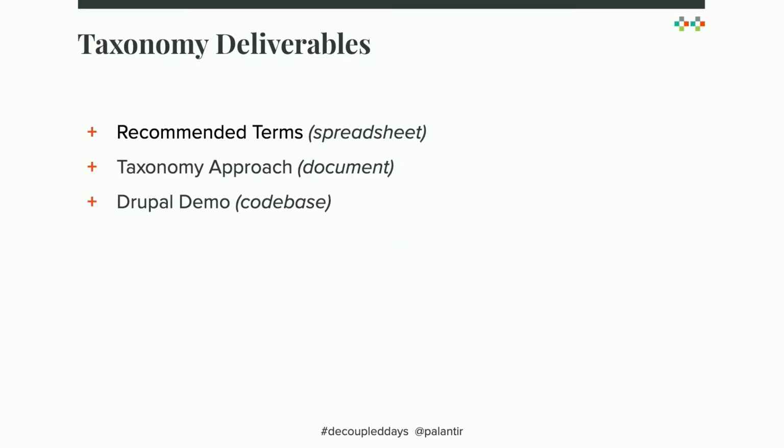So our deliverables for taxonomy were a set of recommended terms, the suggestions that I mentioned before. We also had a document and a discussion with them about the taxonomy approach and how they could organize their taxonomy. And then we built that Drupal demo prototype that they could use to play around with and see how it might work to tag content.